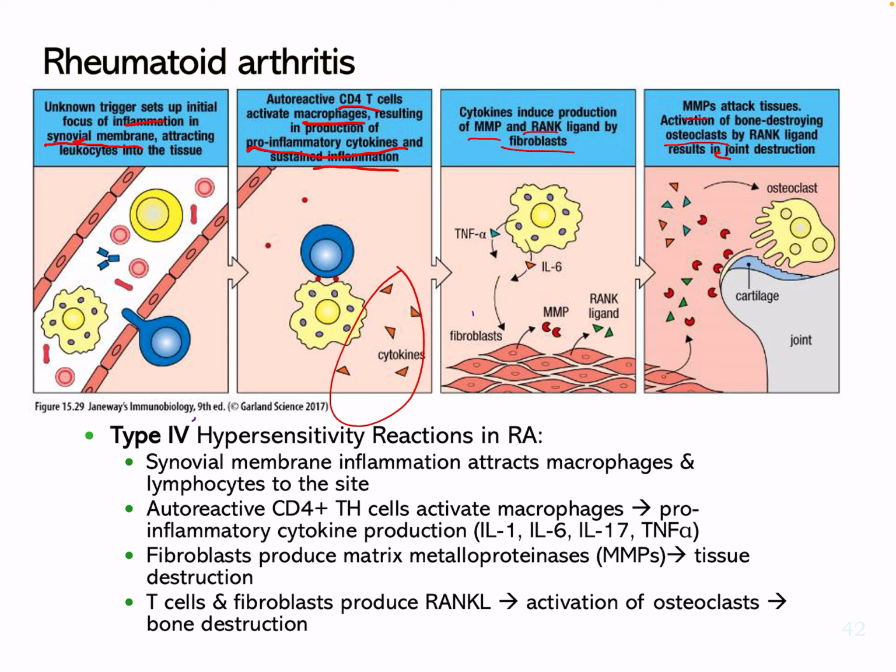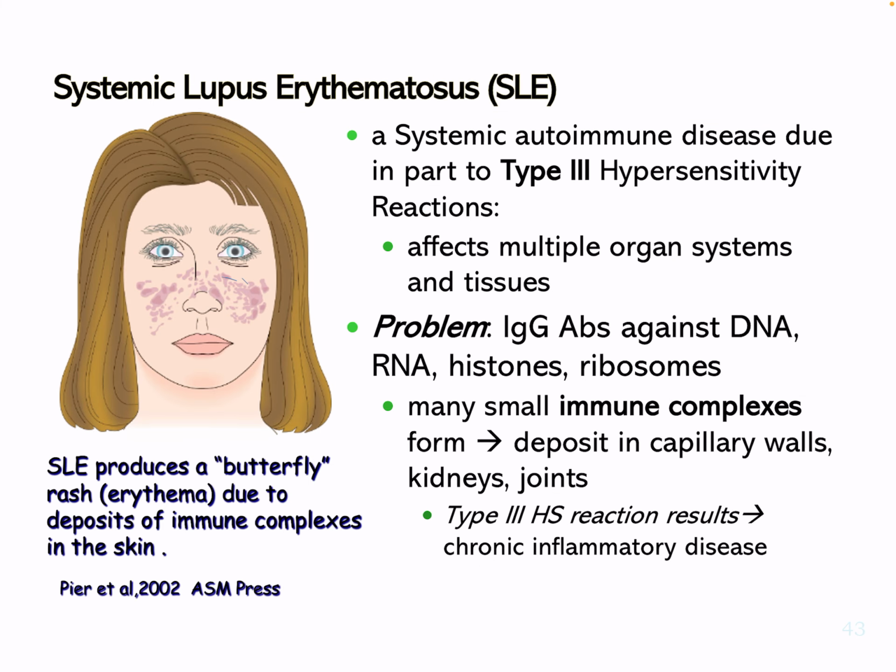The synovial membrane inflammation attracts the macrophages and lymphocytes to the site of joint deformation. We have our autoreactive CD4 T helper cells that activate macrophages and release pro-inflammatory cytokines, for example IL-1, IL-6, IL-17, and TNF-alpha. Fibroblasts produce matrix metalloproteases, which again cause tissue damage. These T cells and fibroblasts produce RANK L, causing activation of osteoclasts, and we have bone destruction alongside this excessive inflammation.